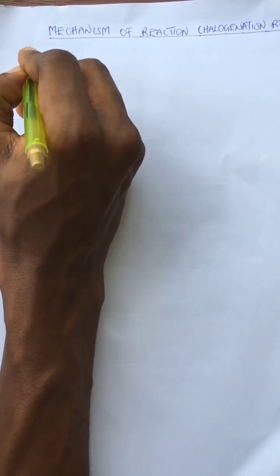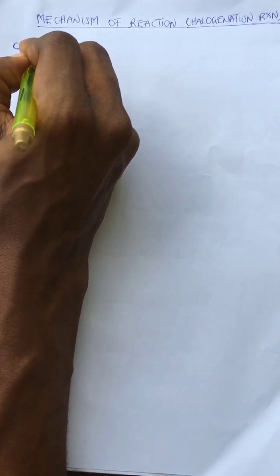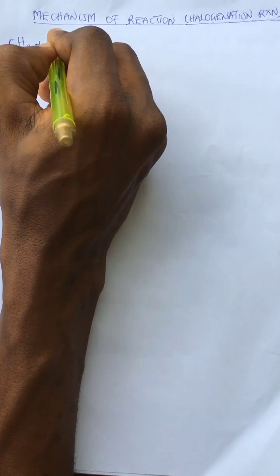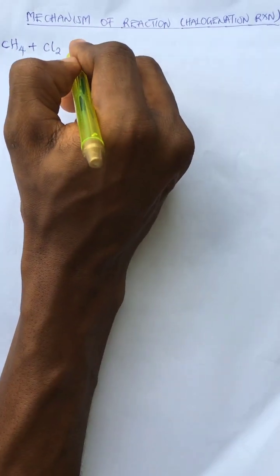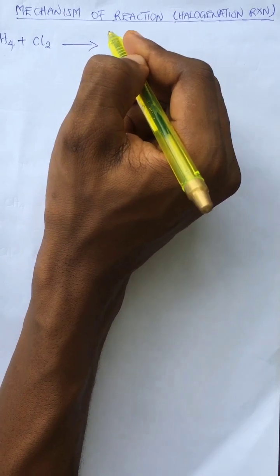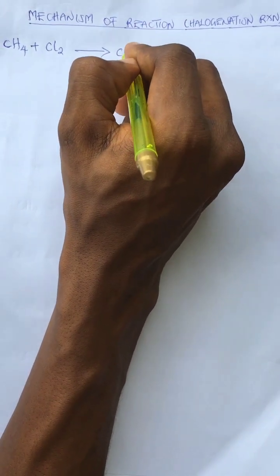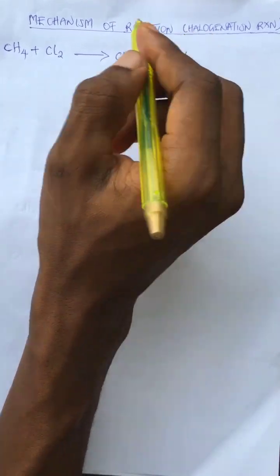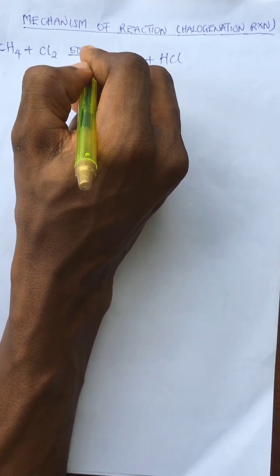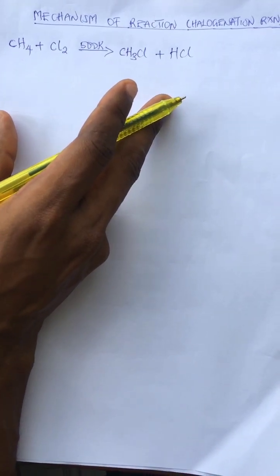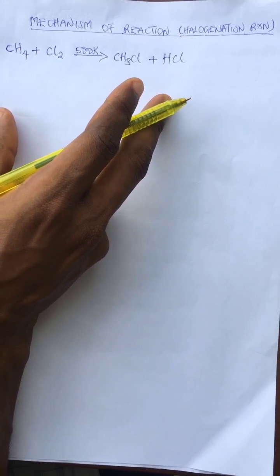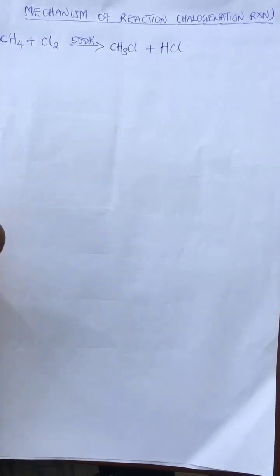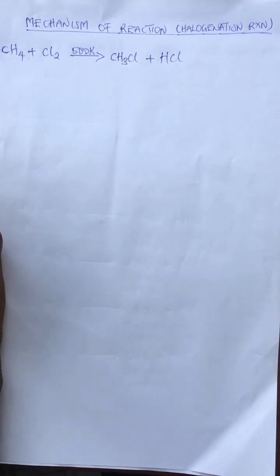In the halogenation reaction of methane, we said we have our methane CH4 reacting with chlorine to give the first product, which we said is chloromethane and hydrogen chloride, at about 500 Kelvin as the temperature. So how does this happen? Something really makes this to happen. It makes this to occur. So we are going to look at the reaction mechanism of this halogenation.